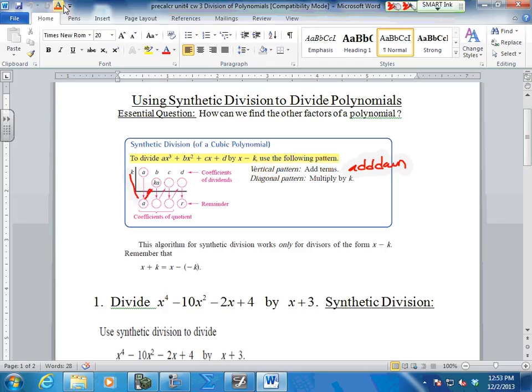K times A. There's your product right in there. We're multiplying. This puts your product out there. Okay? Then we follow again. Add down. Then multiply. Then add down. Then multiply. Then add down. This side, this last piece right here, I always box it out. This is where your remainder goes.